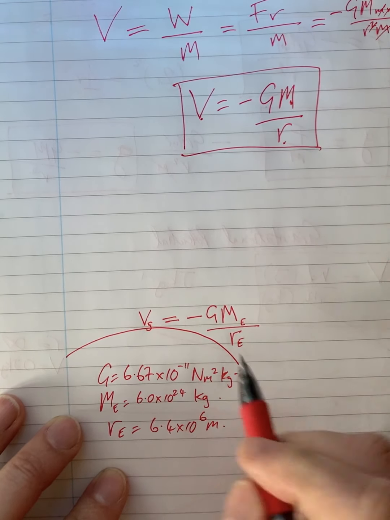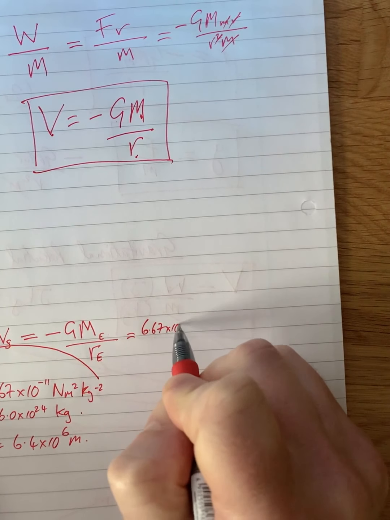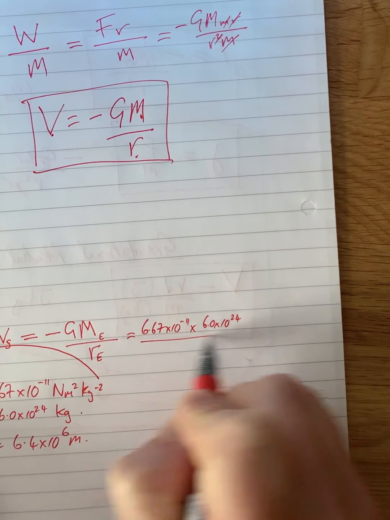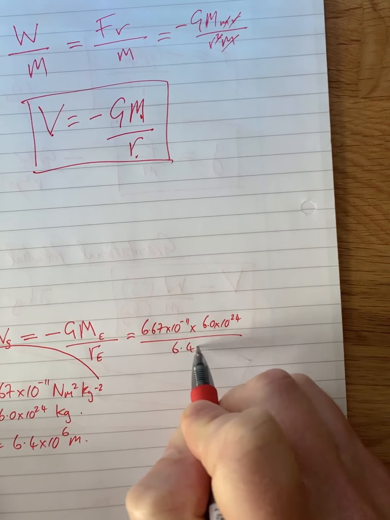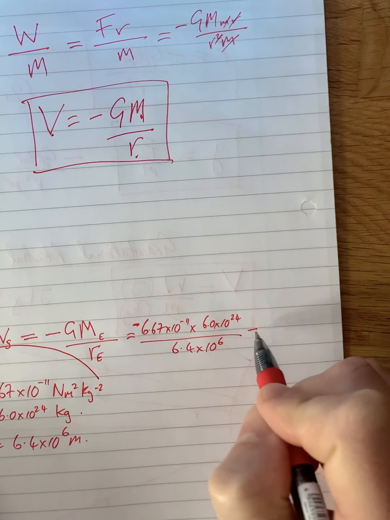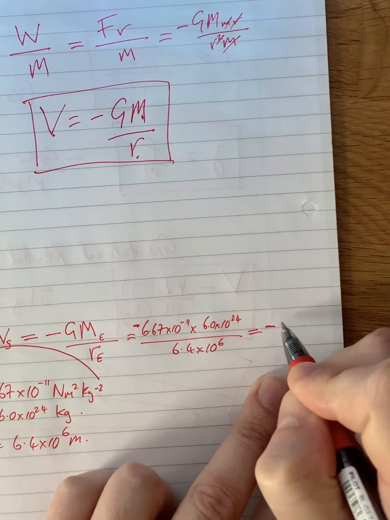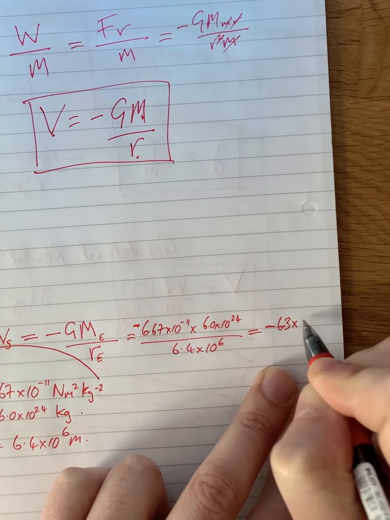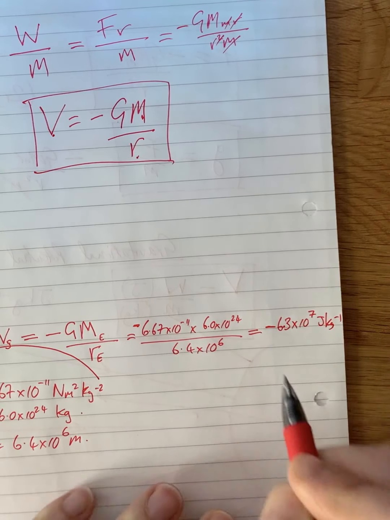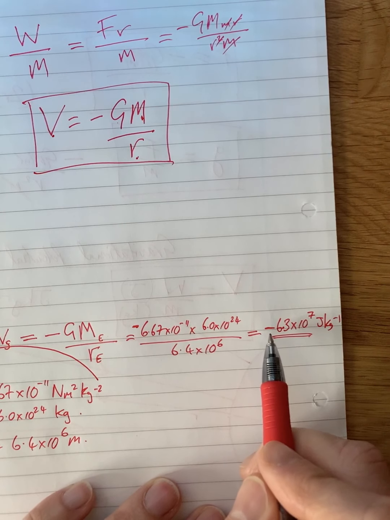So if I put all these numbers into this equation, we do 6.67 times 10 to the minus 11 multiplied by 6 times 10 to the 24 divided by 6.4 times 10 to the 6, and remember it's a negative number. That then comes out as approximately minus 6.3 times 10 to the 7 joules per kilogram. So that is the potential at the surface of the planet.